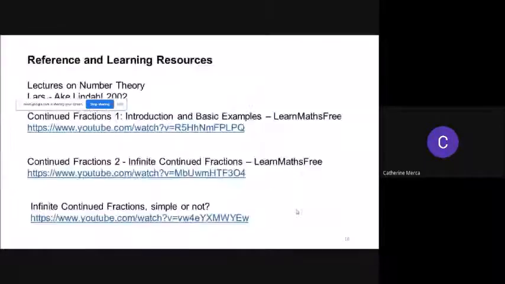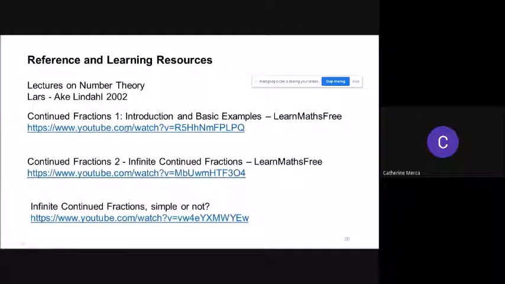So the reference would be the following. You can take a look at continued fractions on this one. And then there are more examples on this. This is another example for infinite continued fractions. For infinite continued fractions, you just have to watch this video clip. And then this is the other video clip that you are supposed to take a look at.